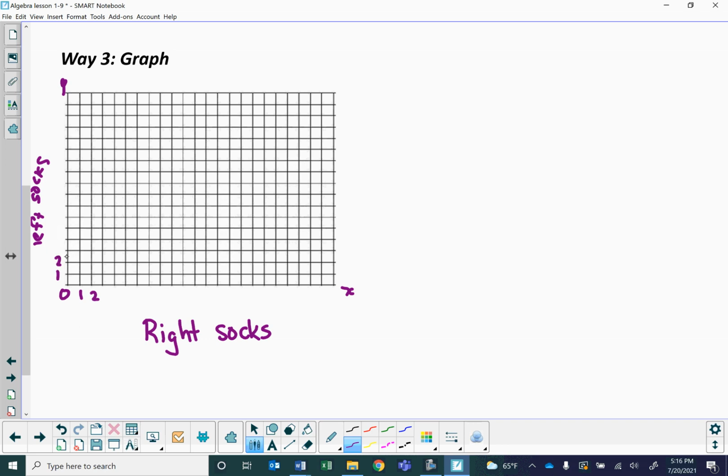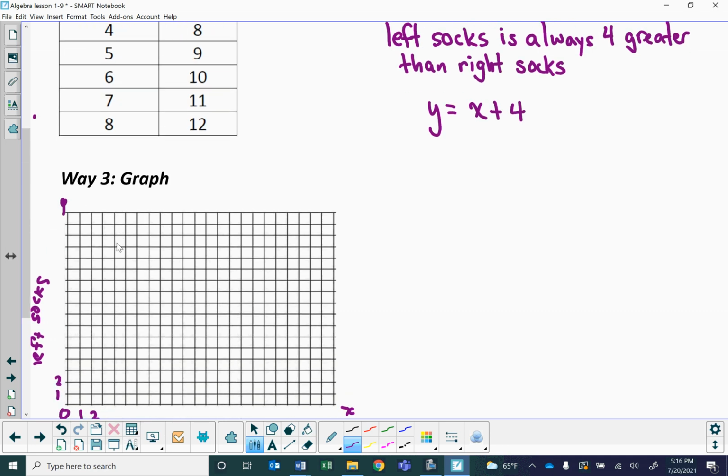So if I go back to my table, if I had 4 right socks, I had 8 left socks. So 1, 2, 3, 4, 1, 2, 3, 4, 5, 6, 7, 8. If I had 5 right socks, I had 9 left socks. If I had 6 right socks, I had 10 left socks. If I had 7, I had 11 left, and if I had 8 right, I had 12 left.